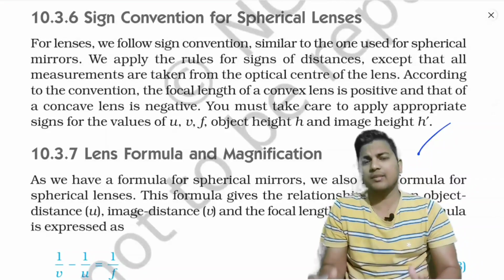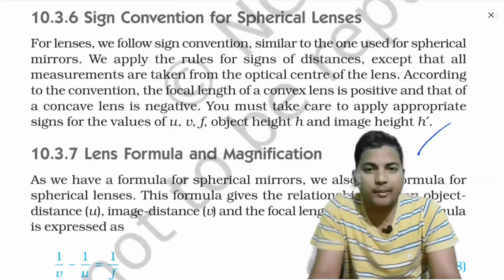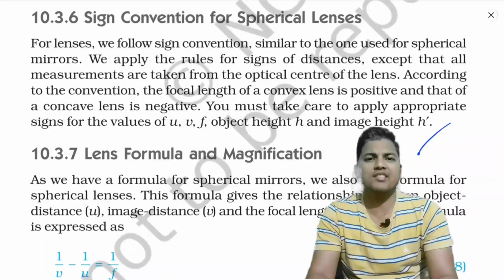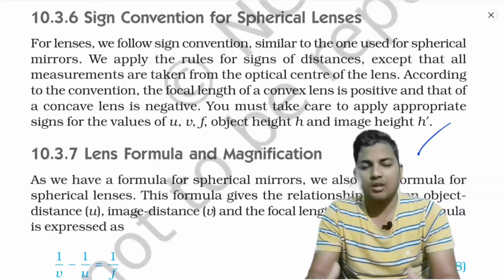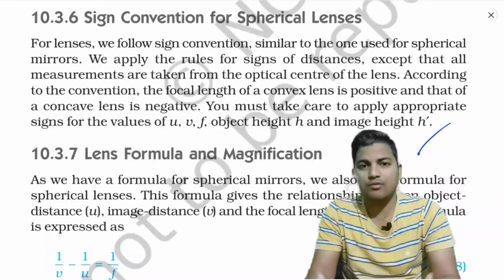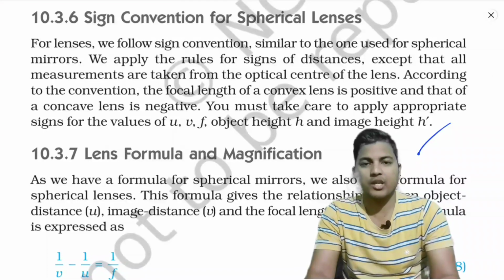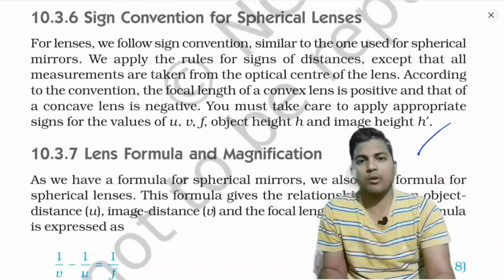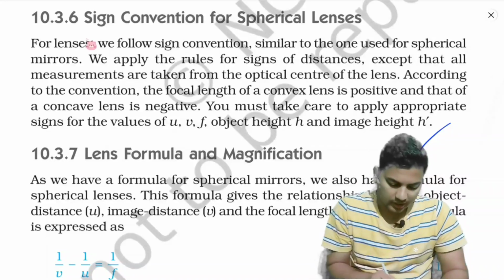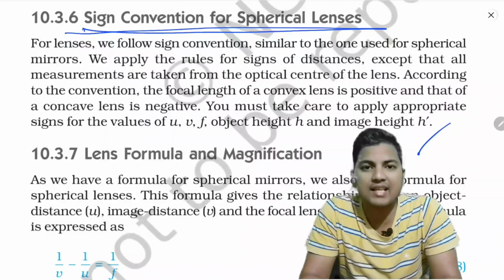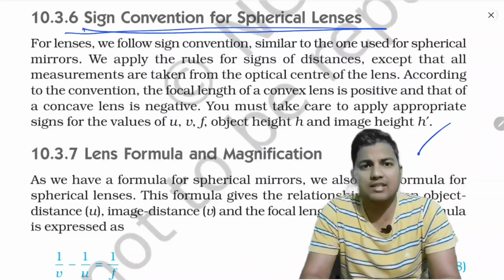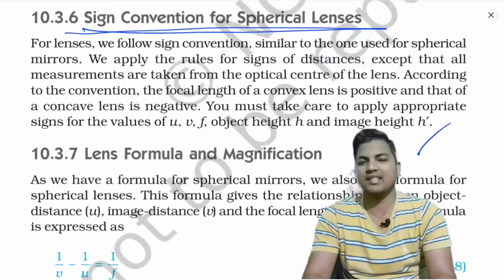Clear? So in this video, in today's class, we will learn about the different kinds of concepts regarding the lens, formulae and some concepts, and some problem-oriented classes will be there today. Next, moving on to our class, here we are given the sign convention for spherical lenses. So in this class we will discuss the sign convention for spherical lenses.